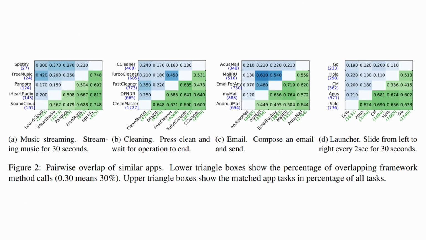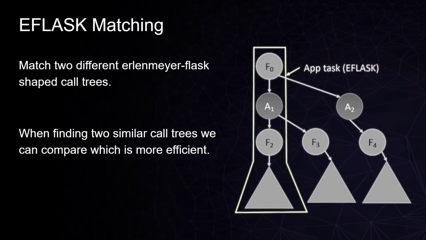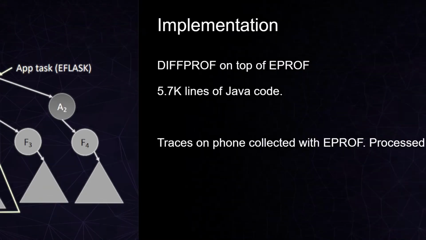This table shows the comparison of different apps within each group. The bottom triangle shows the percentage of overlapping framework method calls, and the upper triangle boxes show the matched app tasks and percentage of all tasks. So when comparing these different apps, what the authors use is called E-Flask matching. And the goal is to find 2 different Erlenmeyer flask-shaped call trees. When finding these 2 similar call trees, they can compare which one is more efficient.